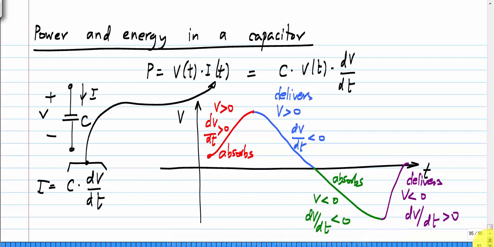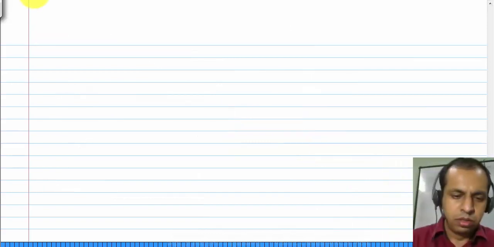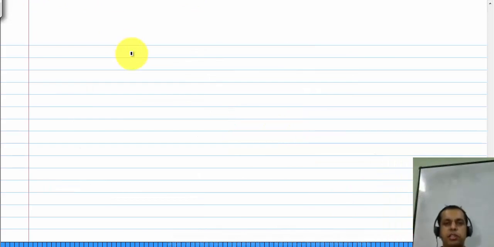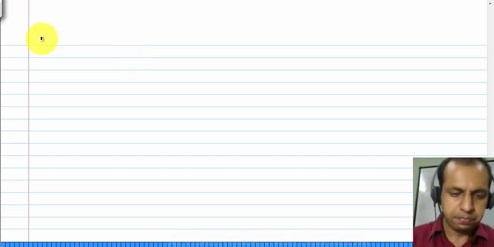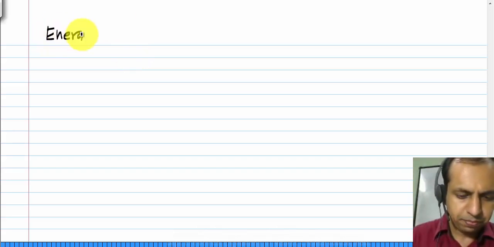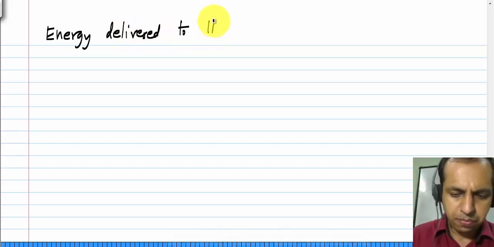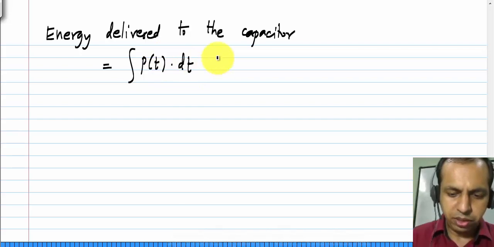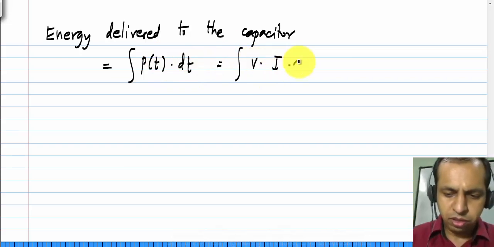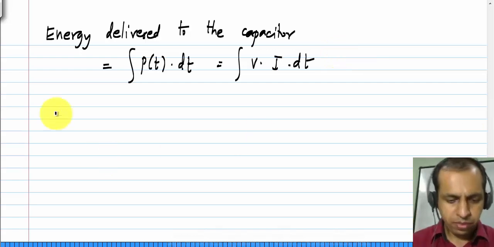Now if the power delivered to the capacitor can be both positive and negative, how do you tell if the capacitor is a passive element or not? For that we consider the energy delivered to the capacitor. This of course is the integral of P, which is the integral of V I dt.